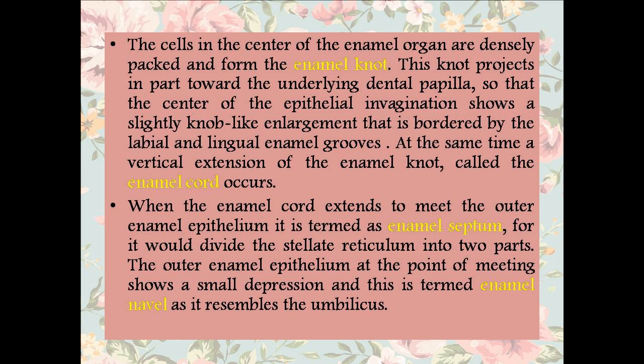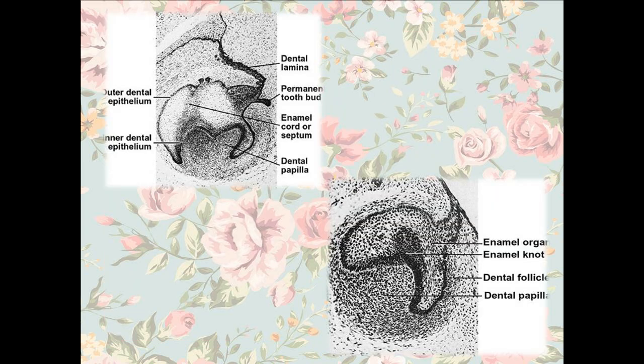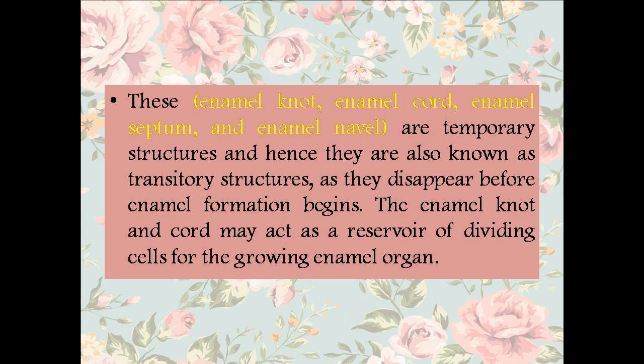Now, these structures, your enamel knot, your enamel cord, your enamel septum and enamel navel are the temporary structures, and are also known as transitory structures as they disappear before the enamel formation begins. The enamel knot and cord may act as a reservoir of dividing cells for the growing enamel organ.